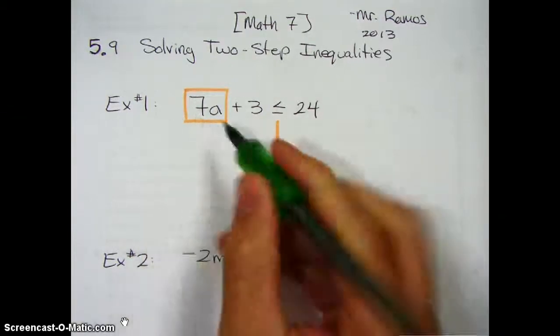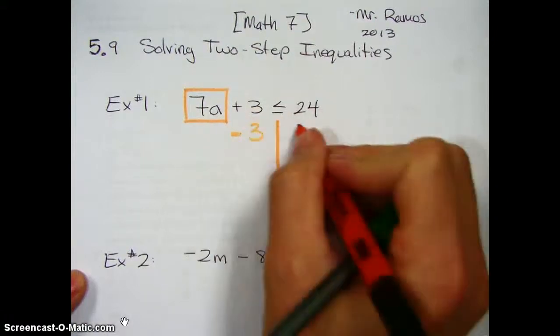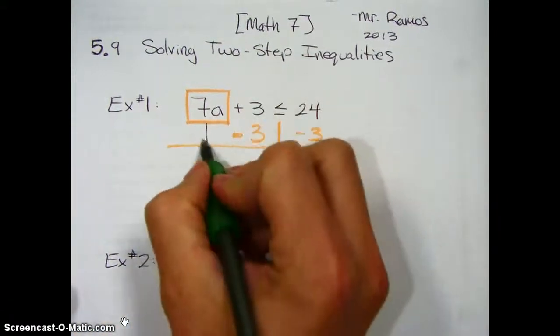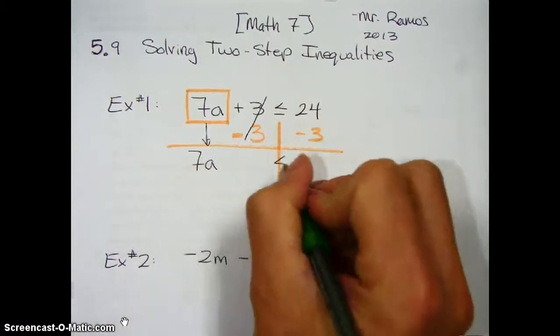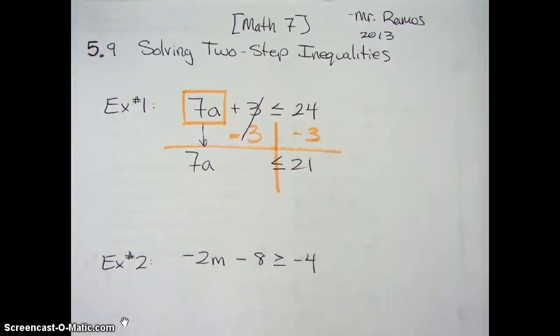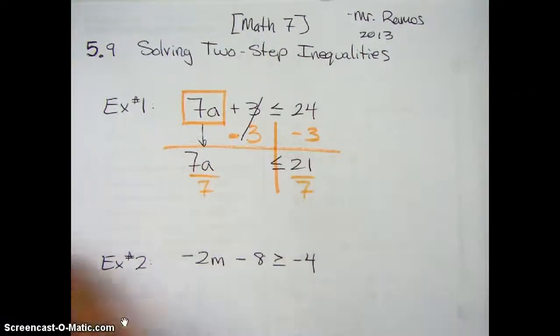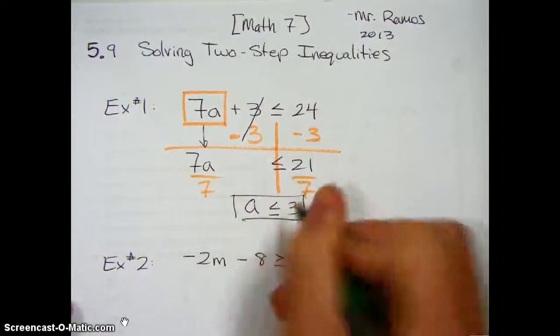I'm going to try to take care of everything else that's not inside this box. So I'm going to start off with using the additive inverse, so subtract 3 on both sides. It's the opposite of adding 3. I can bring down this 7a, minus 3 go away, and I get 21 over here. My last step is then to divide by my coefficient, which is 7, and I get a is less than or equal to 3, at which point you can graph.